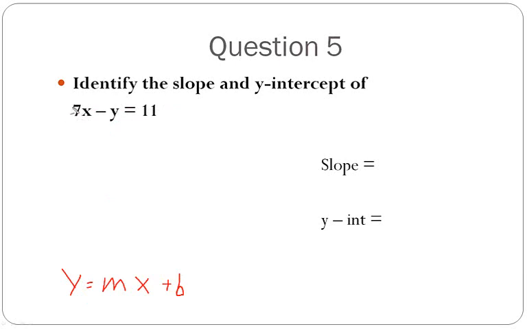Okay, so we can start by moving this 7x to the other side. This is positive 7x, so we'll get rid of it by subtracting 7x from both sides. When I subtract 7x, it'll cancel out this term, and I'll get left with this negative y equals, I'm going to go ahead and put this negative 7x in front, and then put this positive 11 behind it.